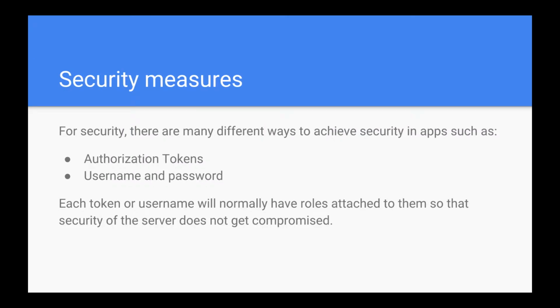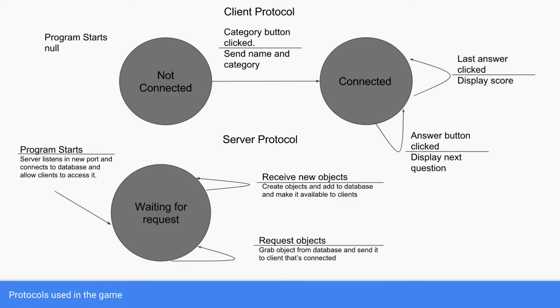Security measures. For security, there are many ways to make our app secure. Such ways are using authorization tokens and username and password, and there are other things that we could do, but we'll just limit it to these two. Each token or username will normally have roles attached to them so that the security of the server does not ever get compromised.